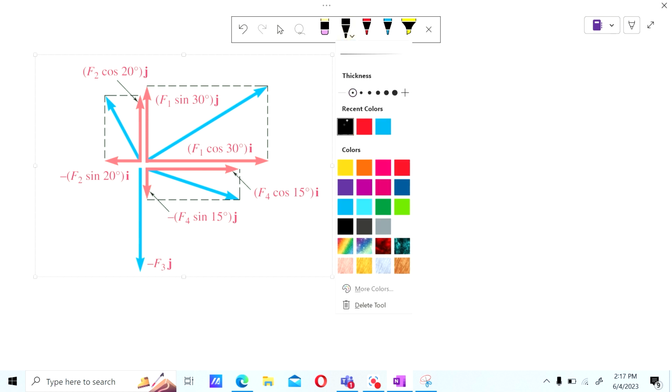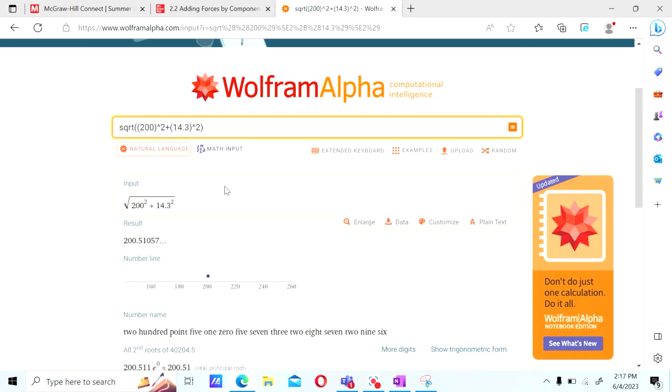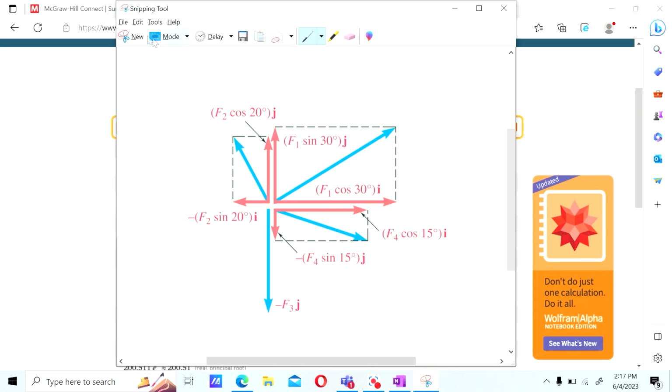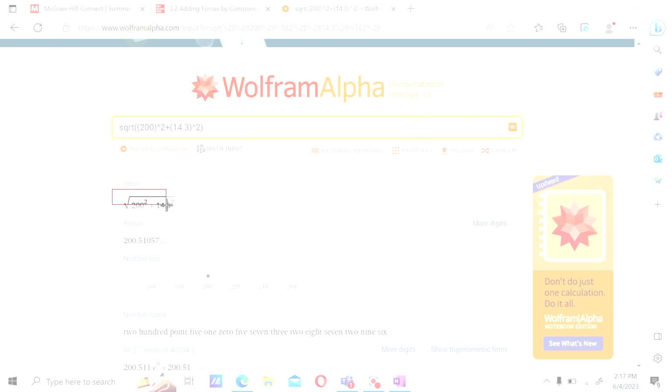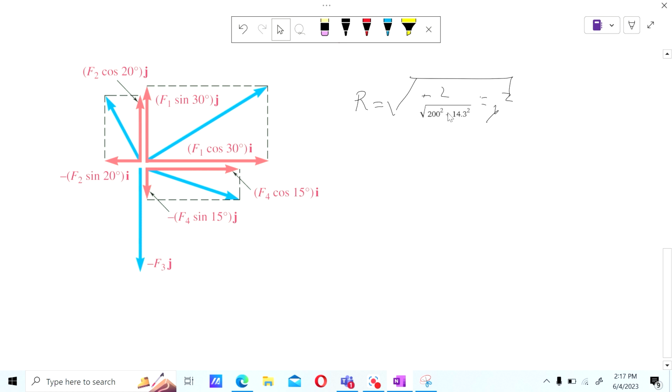All right, so when we computed, we created a table, we did everything that we needed to, and then we said that the resultant force was the square root of Fx squared plus Fy squared. All right, and that was exactly this. Equals 200. Okay. This is equal to close to 200 newtons.